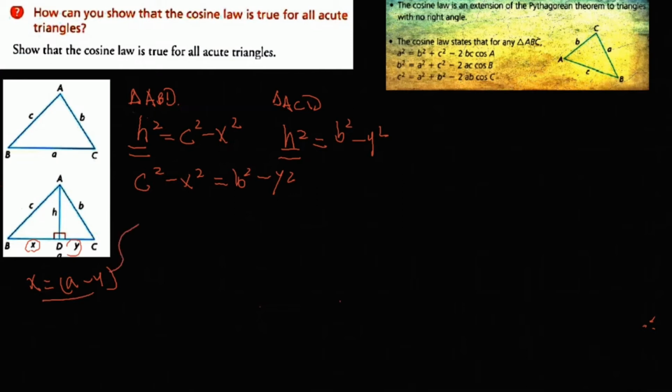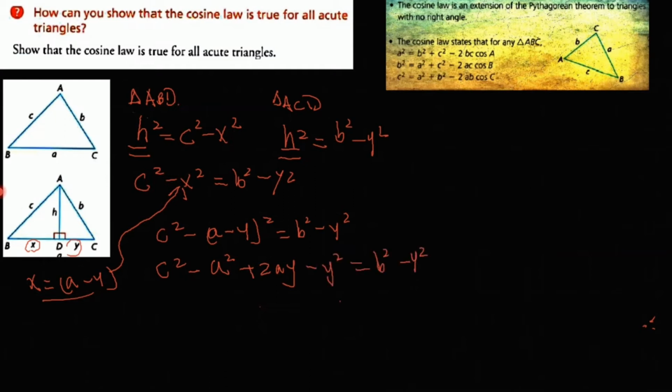So this is x, this is y, so I can write x equals a minus y, right? Okay, so substitute a minus y for x: c squared minus (a minus y) squared equals b squared minus y squared, right? So I expand this: a squared minus 2ay plus y squared. This is minus, so it's minus y squared equals b squared minus y squared. So both sides have negative y squared, so they cancel out.